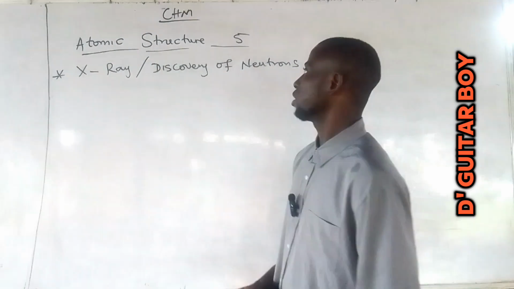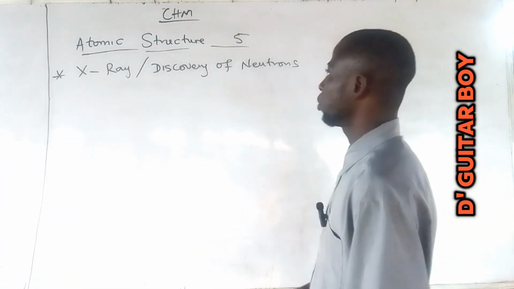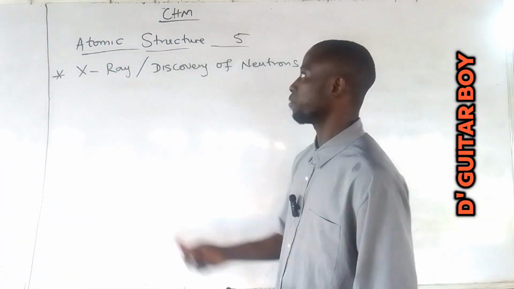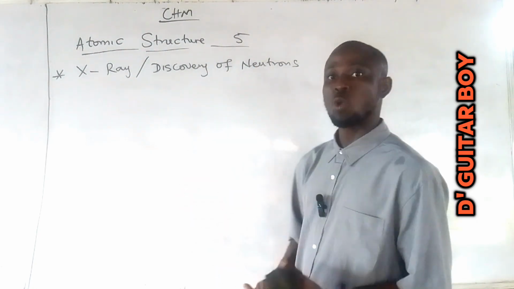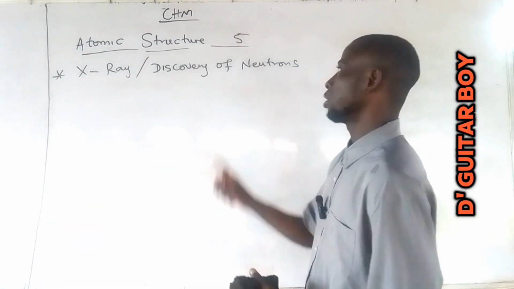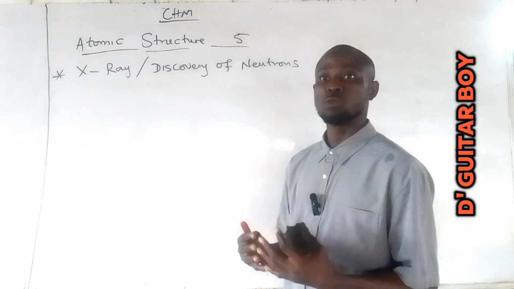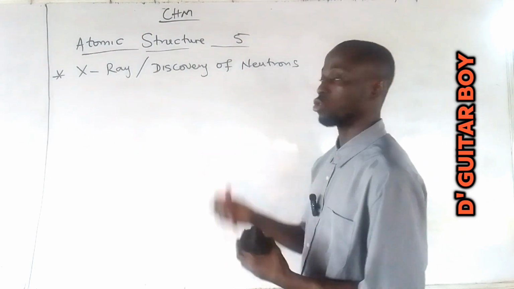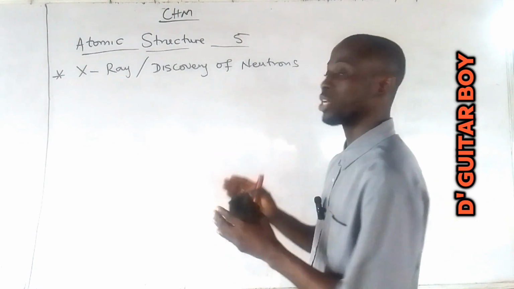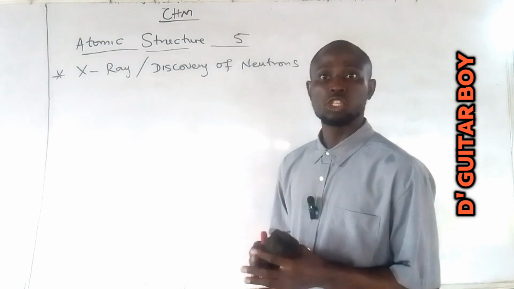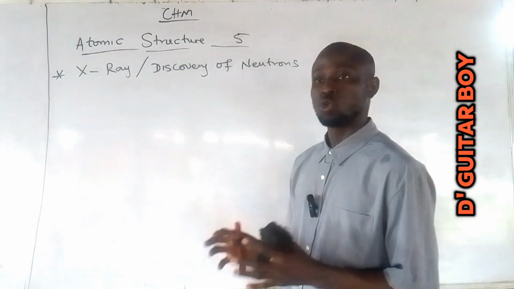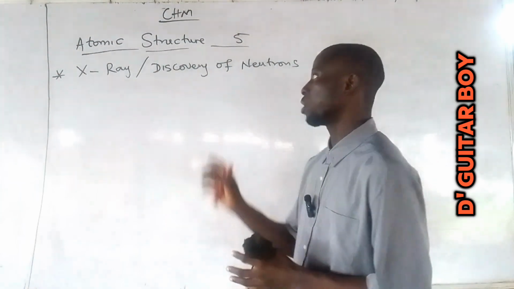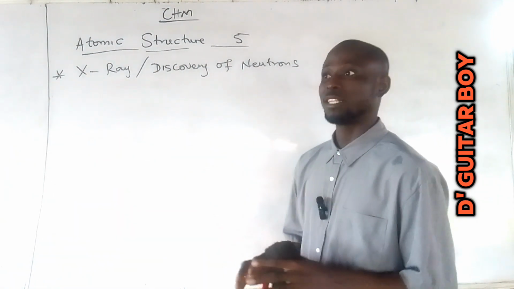Today, we are going to be treating another chemistry topic. We are still on the topic of atomic structure. This is atomic structure 5. We have done 1 to 4. In order for us to be able to touch the topic of atomic structure very well, we decided to break it into short videos so that we can touch the most important aspects of atomic structure at this level.